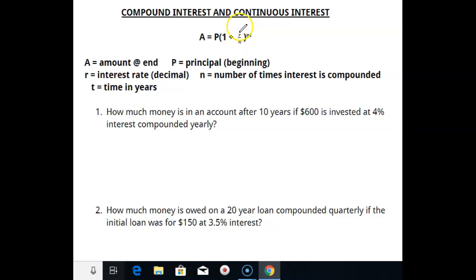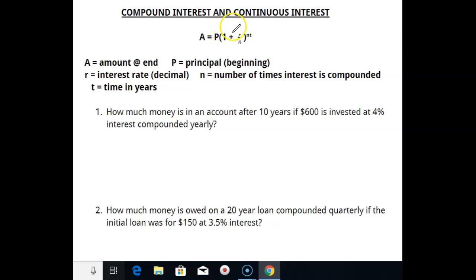So R is our interest rate, again as a decimal, divided by N. N is the number of times interest is compounded. And what that means is you get interest earned more frequently than you would with simple interest. So it could be yearly, it could be monthly, it could be quarterly. There's all kinds of numbers that go along with that. Raised to the N, so that same compounded number, times T, which is years.